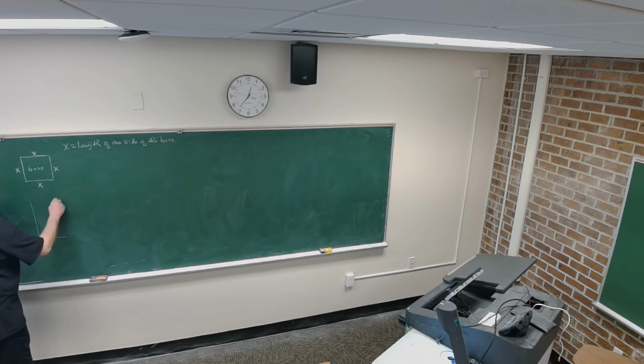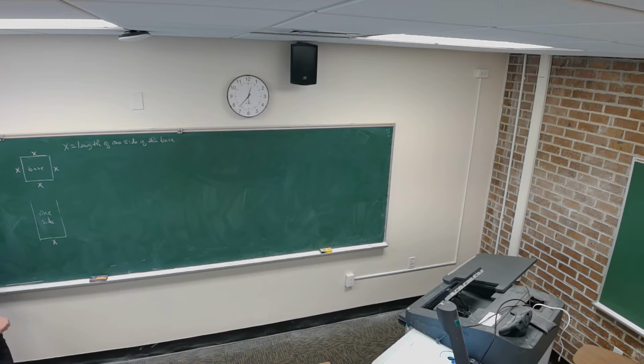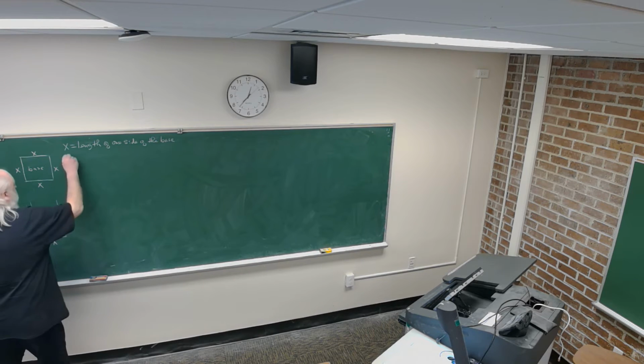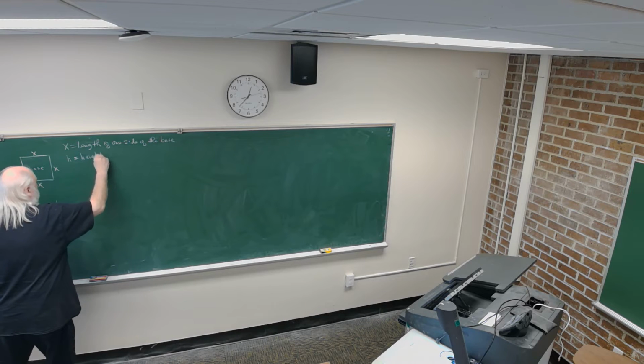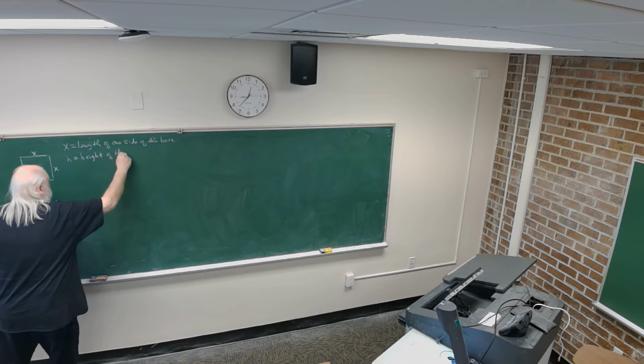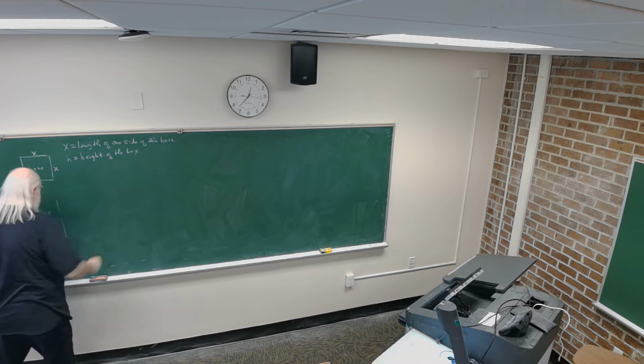It's got an open top, right? I think we did a similar problem like this yesterday. This is one side of the box with the open top. So each side of the box is going to have a width of X and a height of H. So H is the height of the box.